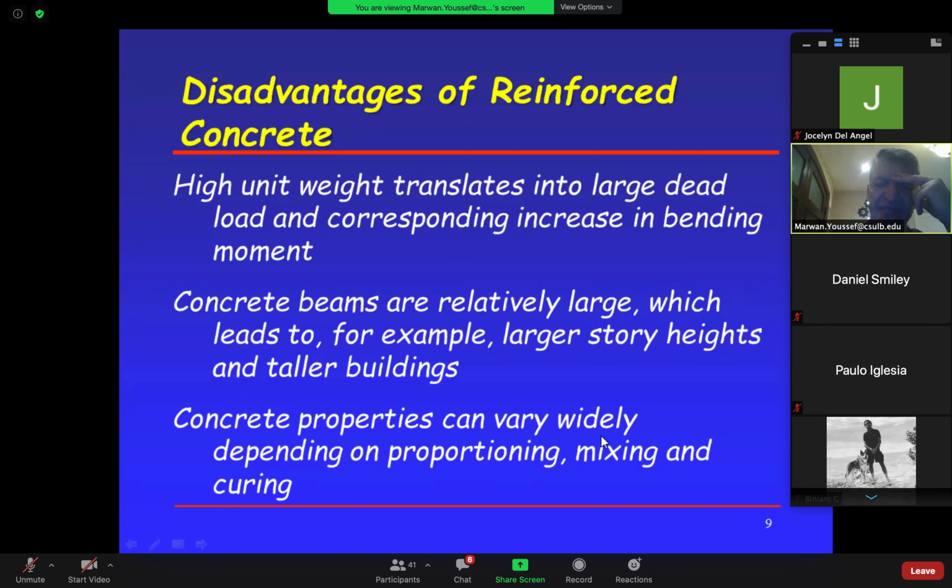Concrete properties can vary widely depending on proportioning, mixing, and curing. See that? We go again back to proportioning. Proportioning means how much sand do I put? How much cement do I put? How much water do I put? How much aggregate do I put?